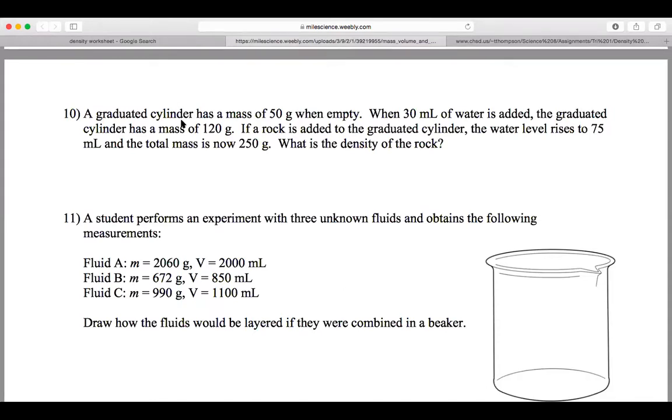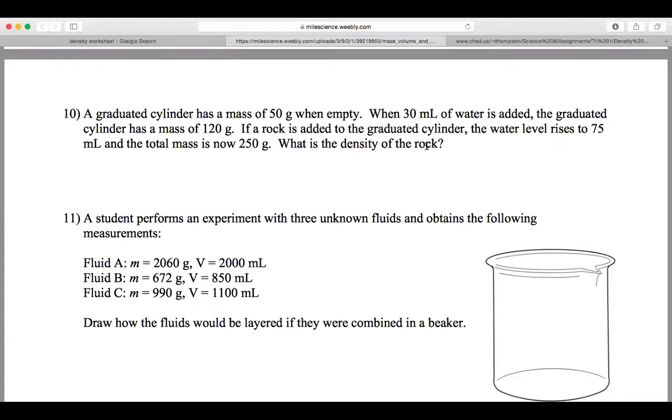Yeah, correct. I have a cylinder, and when it's empty, it's 50 grams. Then 30 ml of water is added, and now the mass is 120. If I put a rock into the cylinder, the water level rises to 75. So from 30, the water rises to 75. What is the volume of the rock? 75 minus 30, correct? 45.